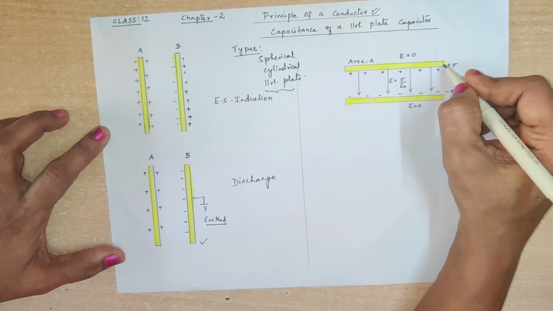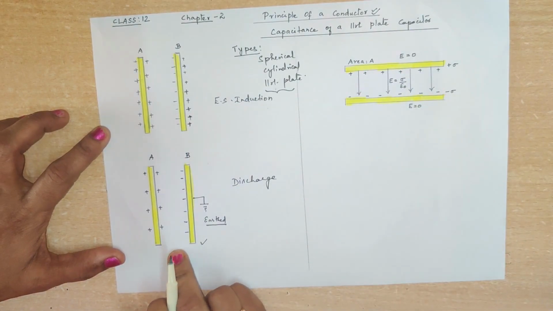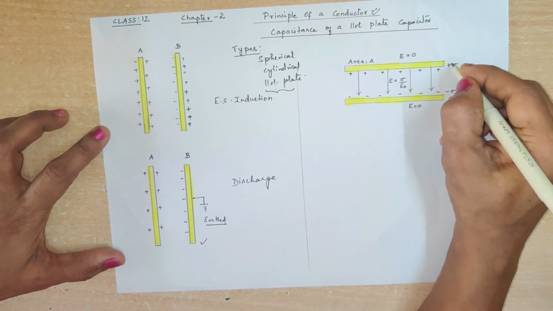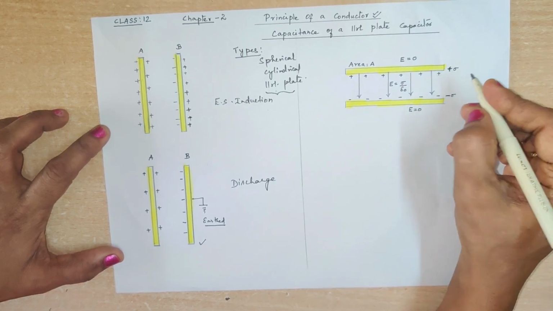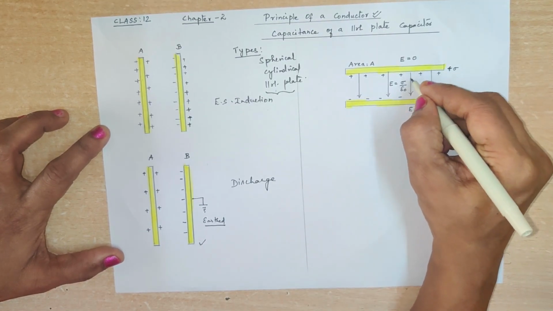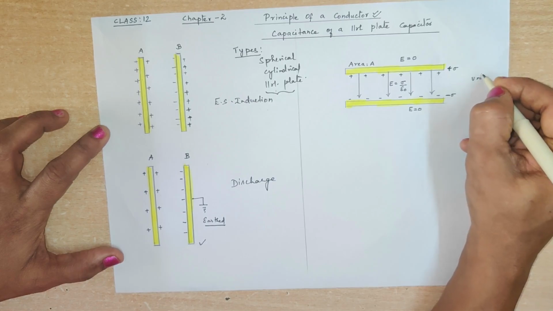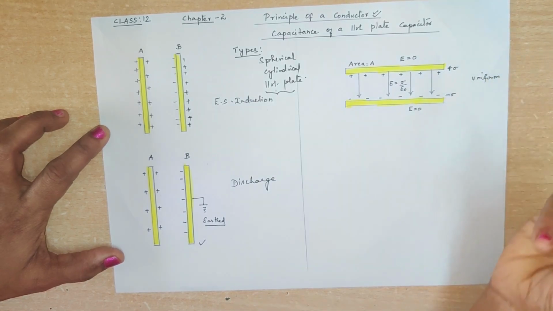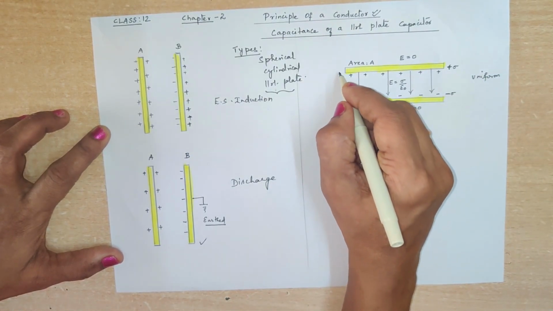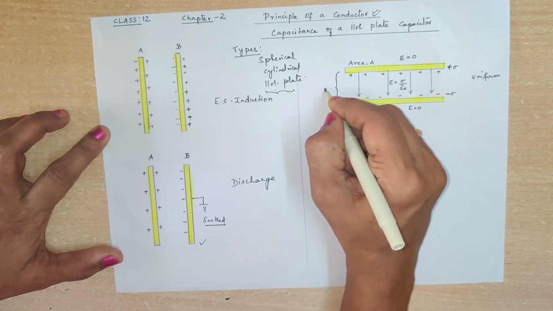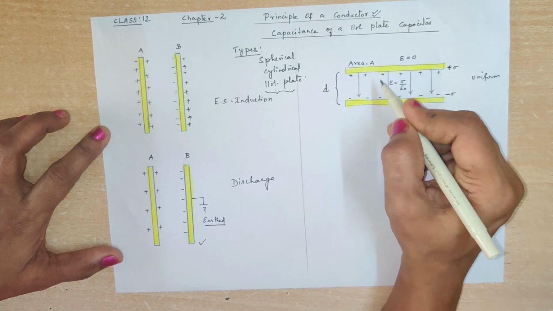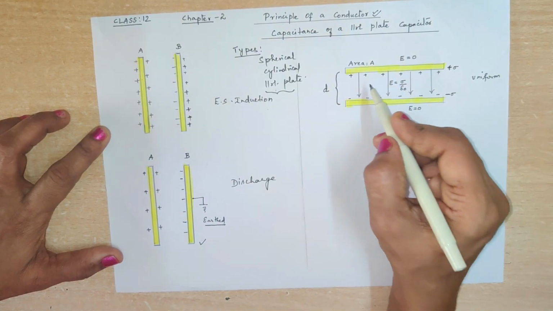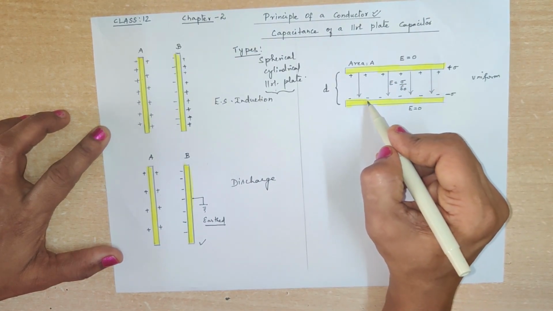In front of you are the two plates, and the same arrangement is kept in this order with the positive plus charge density and minus charge density. Here you can see the arrows that show a uniform electric field, and the distance between the two plates is D. Each plate has an area of cross section A, and the electric field is from positive to negative.